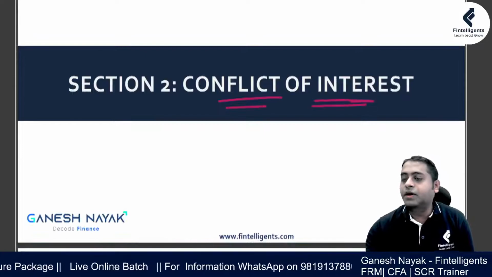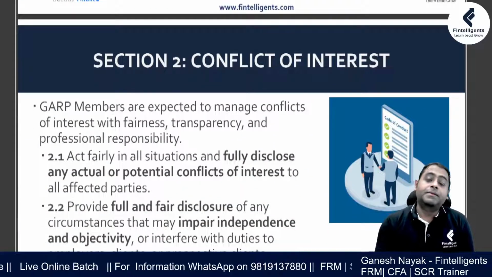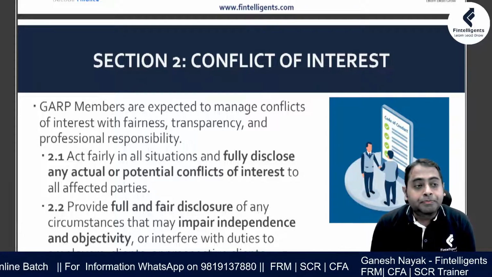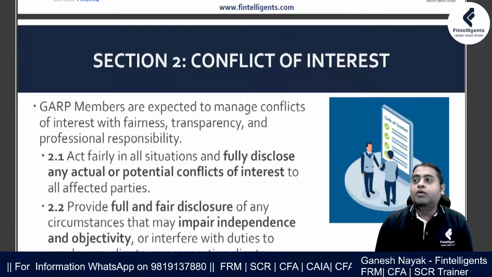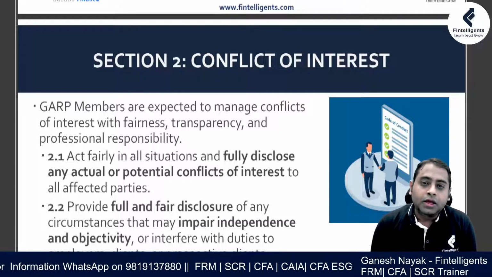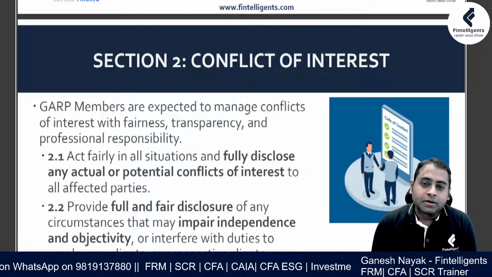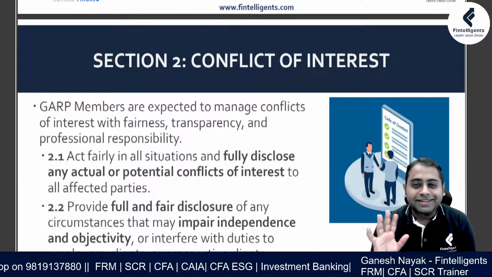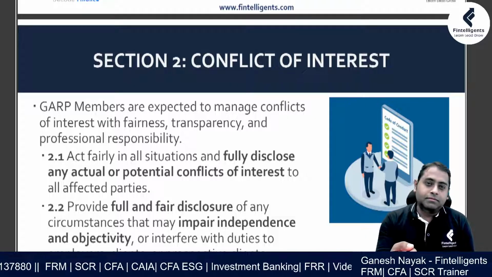Section number 2, conflict of interest. Now this conflict of interest part is very important. Say for example, if I'm talking to Rajshekhar sir and he says that he wants to buy a car, and I ask him to go and talk to this X person, and if sir purchases the car, I'll get some commission. There is a conflict of interest, correct? I should have informed him.